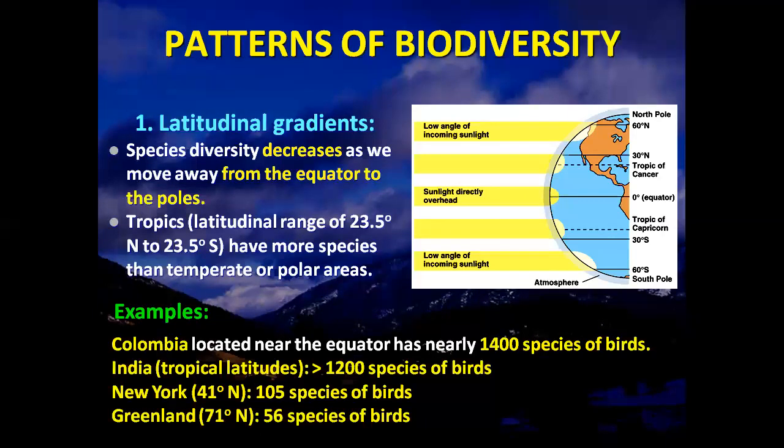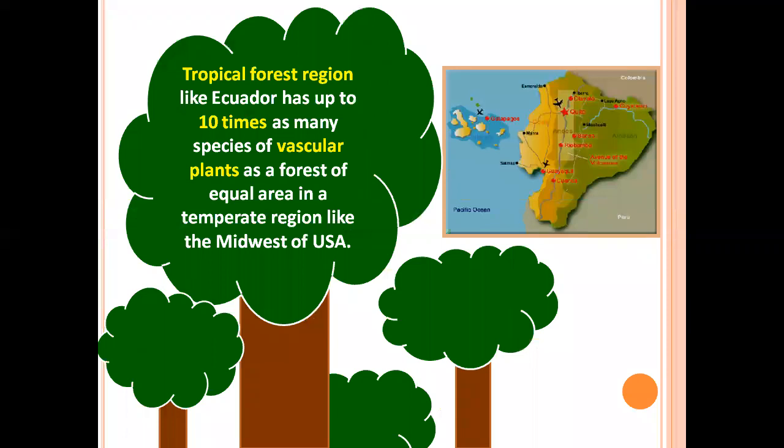Examples are given. Colombia, located near the equator, has nearly 1400 species of birds. India, in tropical latitudes, has more than 1200 species of birds. New York at 41 N, moving towards the pole, has only 105 species of birds. Greenland at 71 N, almost near to the pole, the pole being 90, you can see only 56 species of birds. These example evidences we are showing actually.